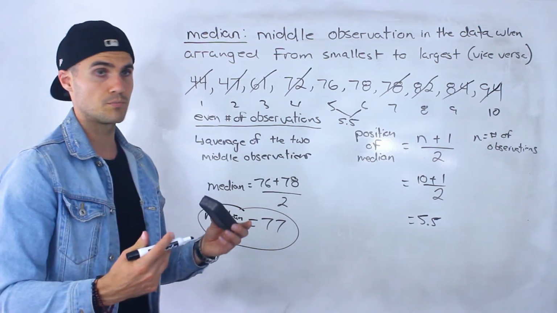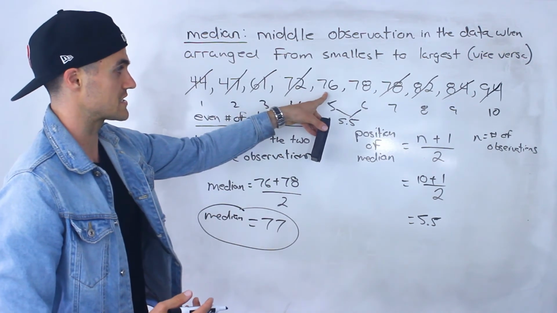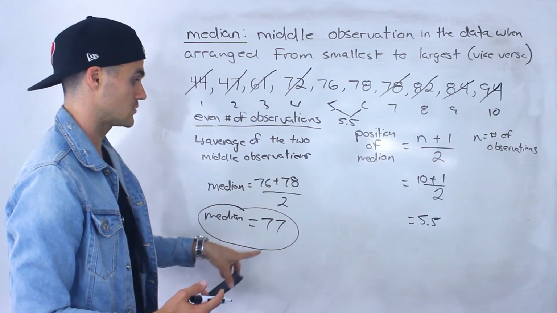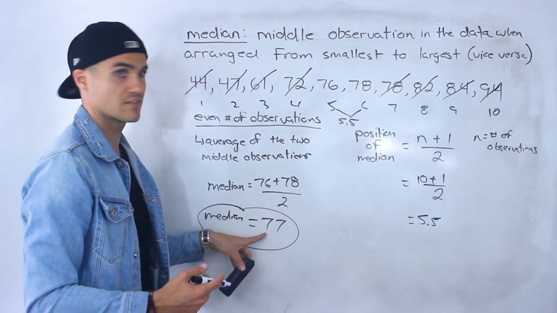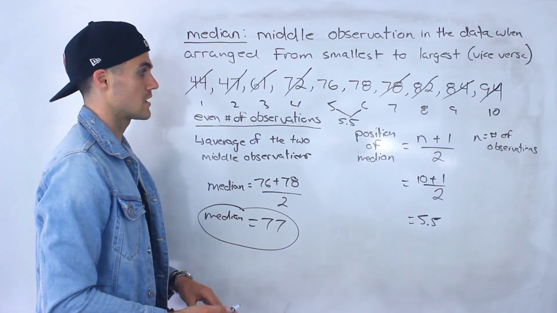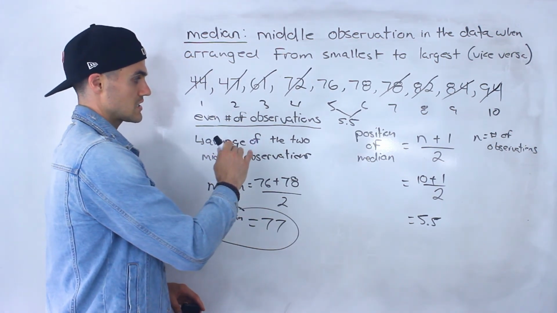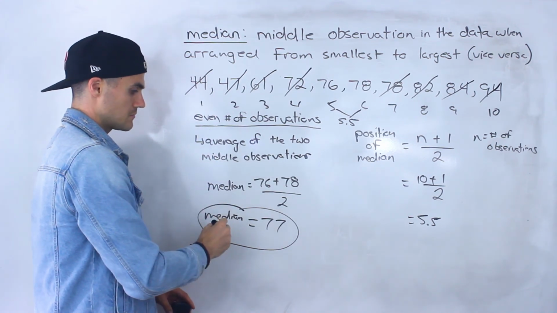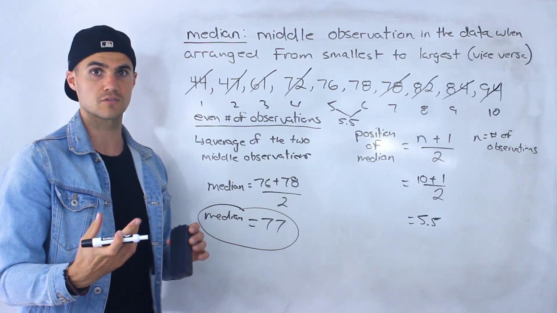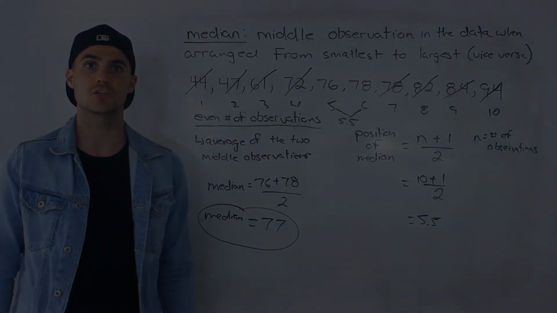The median can also be a decimal. Like let's say this value here was 77, then 77 plus 78 divided by 2 would give us 77.5. So you can have decimals for the median as well. So with an even number of observations, it's a little bit more work at the end because you got to average out those two middle terms. If there's an odd number of observations, it's nice because you're just going to have that single observation in the middle.